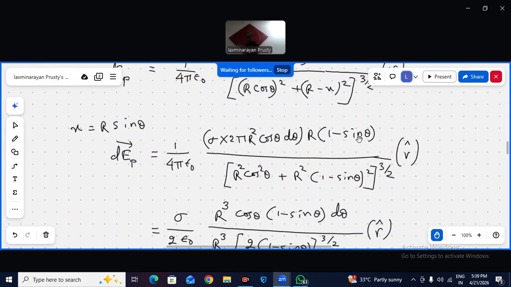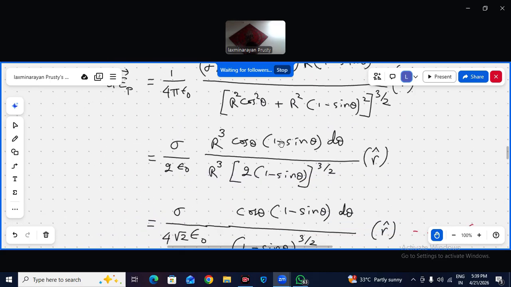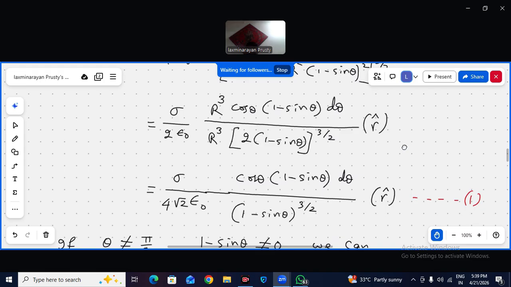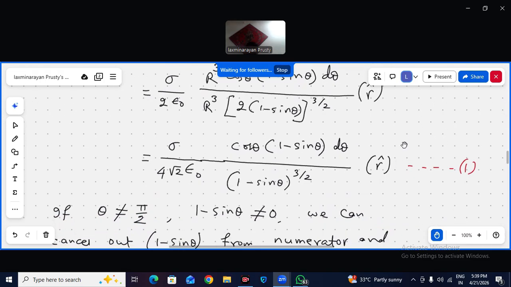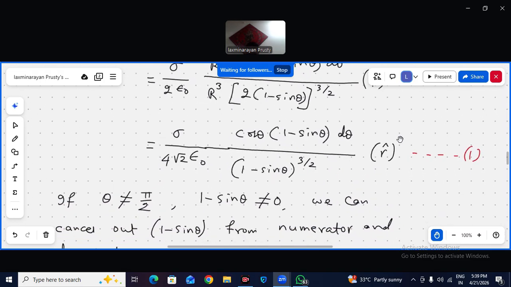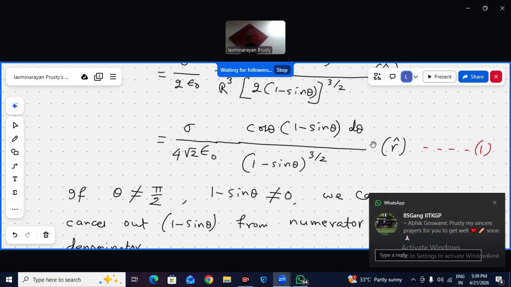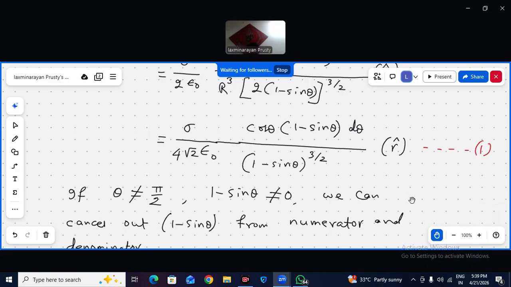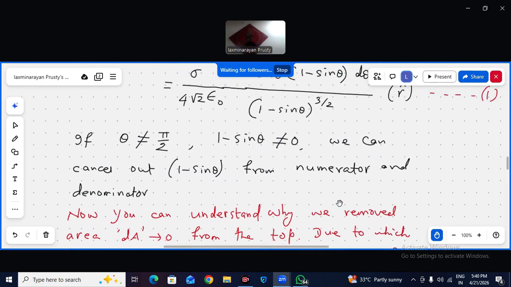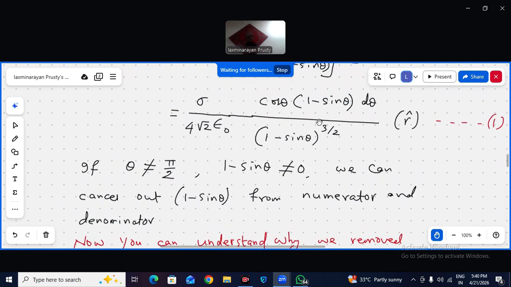सो साइन थीटा में टेंड टू 1 बट नॉट इक्वल टू 1। सो इफ 1 माइनस साइन थीटा जीरो नहीं है, मतलब थीटा पाई बाई टू नहीं है, so we can cancel out numerator denominator, and because the dA we have removed, now we cannot integrate up to 90, we have to integrate something tending towards 90, yes or no? So we can cancel out 1 minus sin theta for numerator denominator.